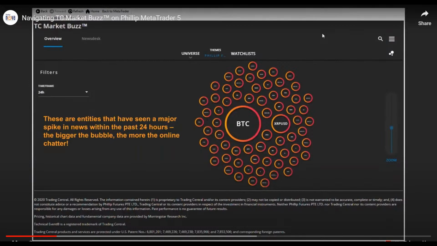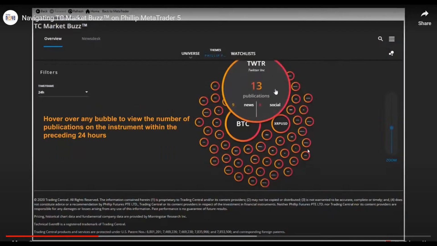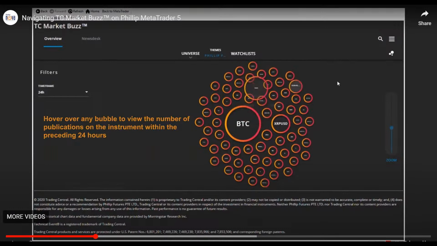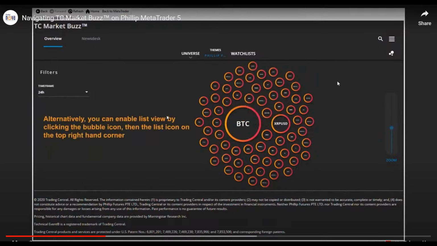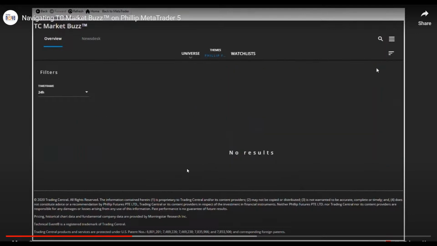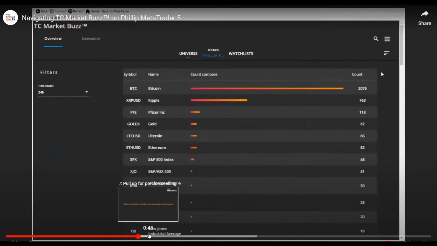If you hover around these bubbles, you're able to see how many publications each has had in the past 24 hours. Basically, the more publications, the more buzzing it is. That means people in the market are talking about this, so it may represent opportunities for you. This is a really good tool for you to gauge the interest in different assets.